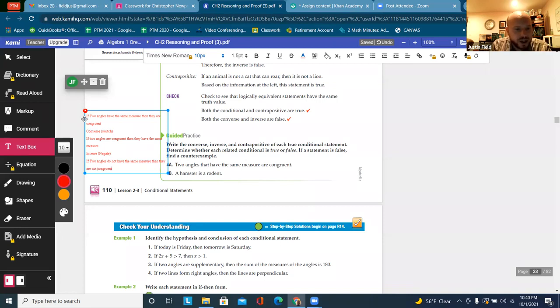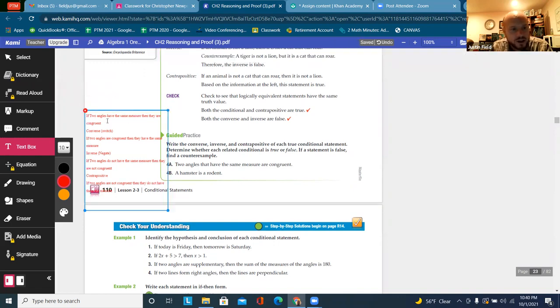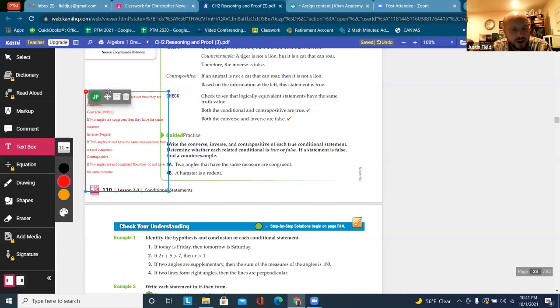And the last one is the contrapositive. My favorite because it sounds so cool. All right. So this is the negation of the converse. If two angles are not congruent, then they do not have the same measure. All right. There you go.